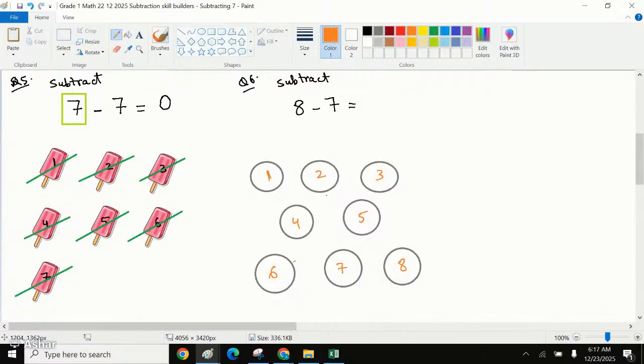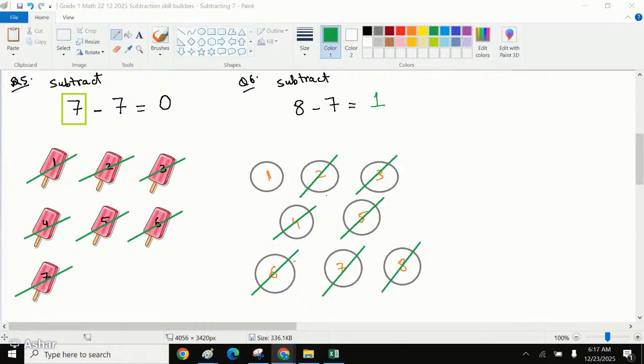From these 8 fingers, if you close 7 fingers, how many fingers are left? We are left with one open finger. Same way over here. If we have circles, we remove 7 circles. 1, 2, 3, 4, 5, 6, 7, and we are left with 8 minus 7 is 1. Okay, agreed. Very good. Let's look at the next one.